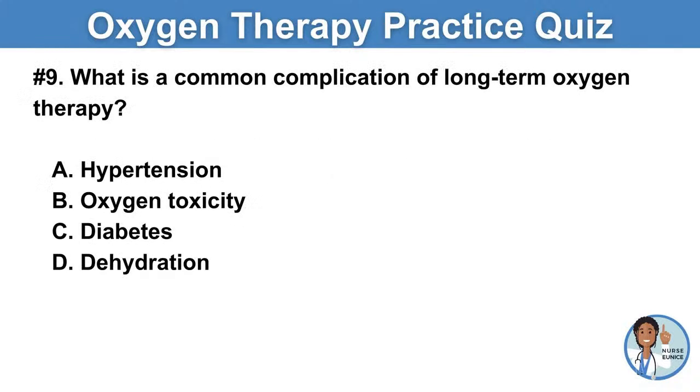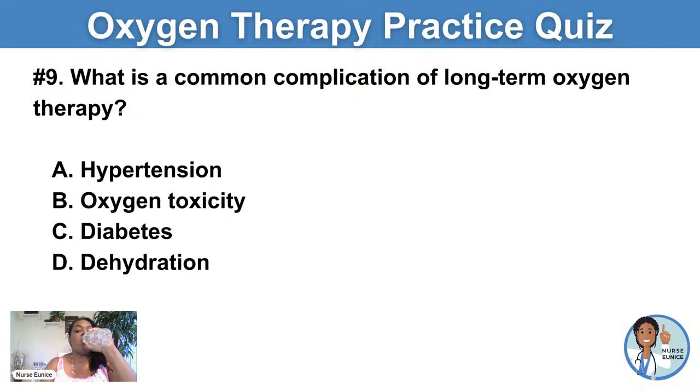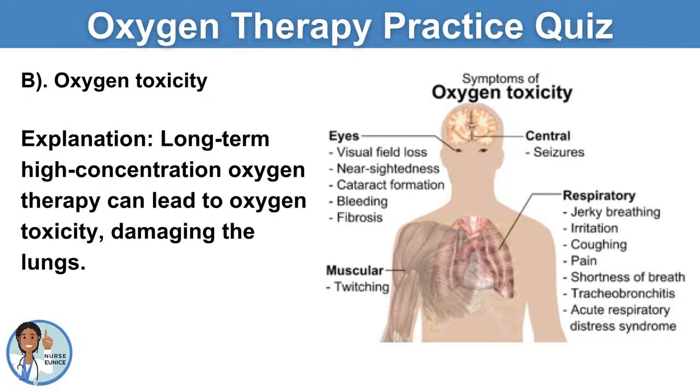Meanwhile, the others might. Number 9, what is a common complication of long-term oxygen therapy? Hypertension, oxygen toxicity, diabetes, or dehydration? Great job, team. So if you chose B, you are absolutely correct. Long-term high concentration oxygen therapy can lead to oxygen toxicity, which can damage the lungs.